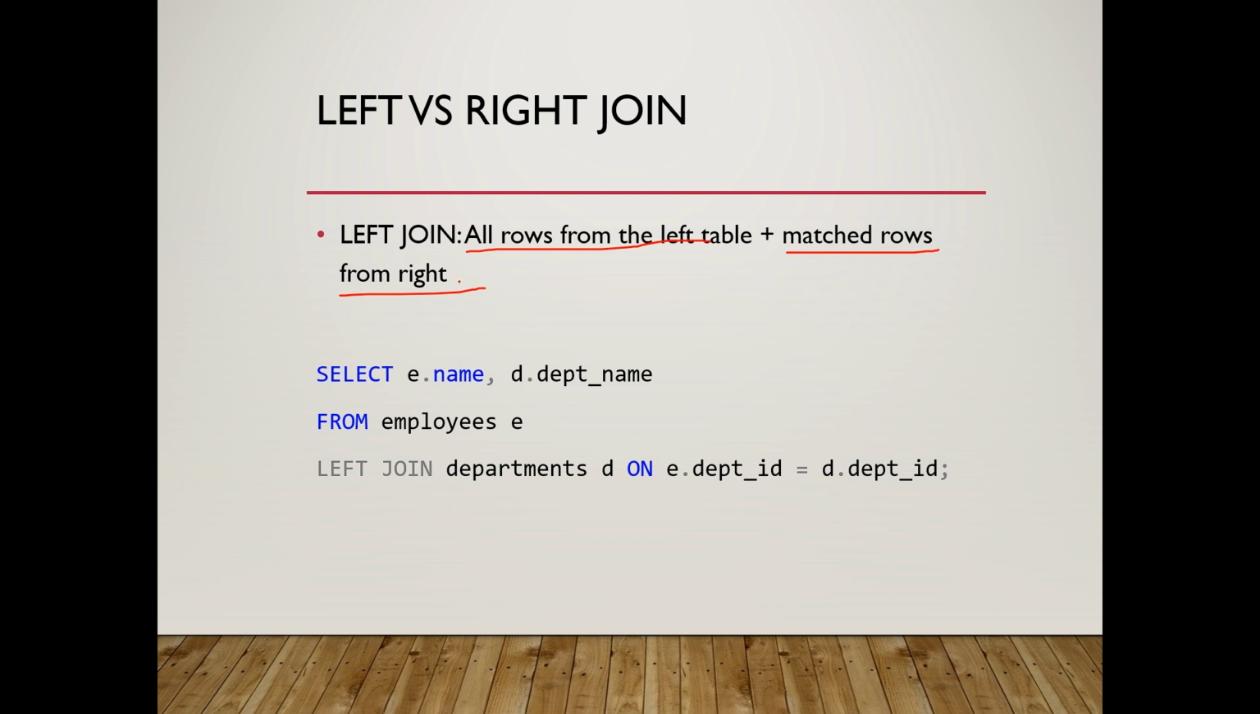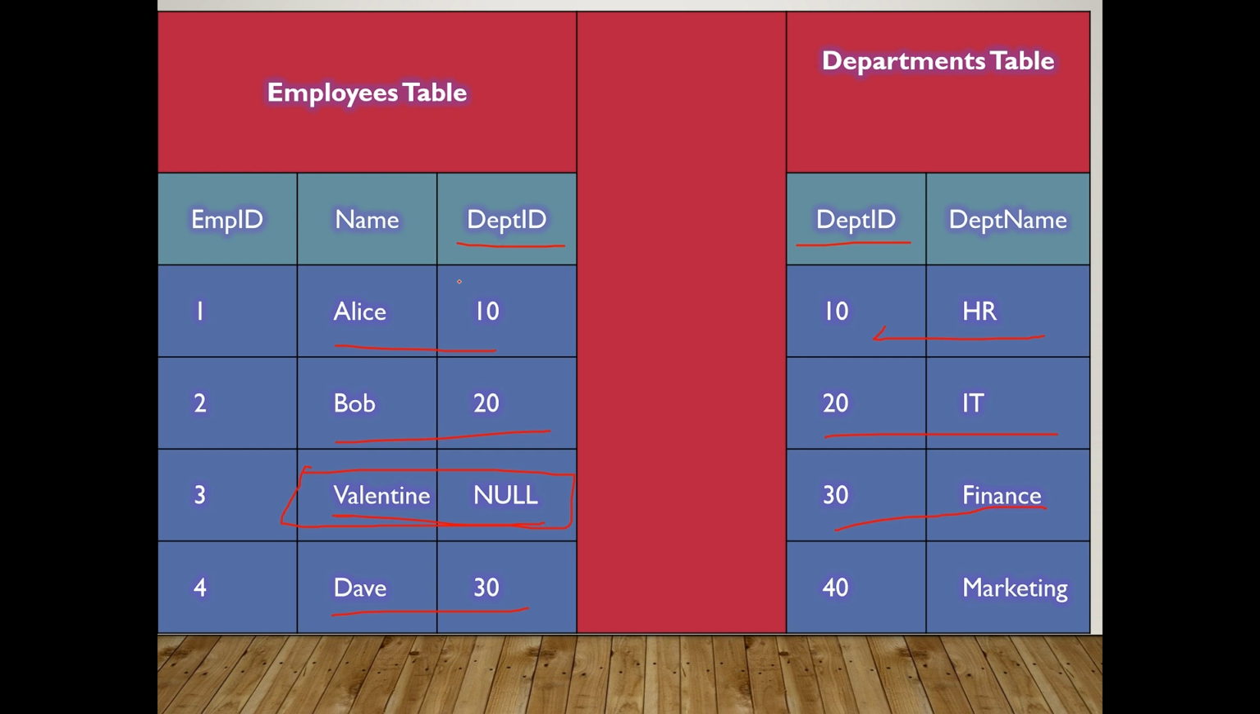For example, left join, back to our employee and departments. With this left join, we get all the employees even if they don't belong to any department. It means Valentine will show up with a null value in the department name column. This is super useful when you want to identify unmatched or missing relationships, like employees not yet assigned to a department.